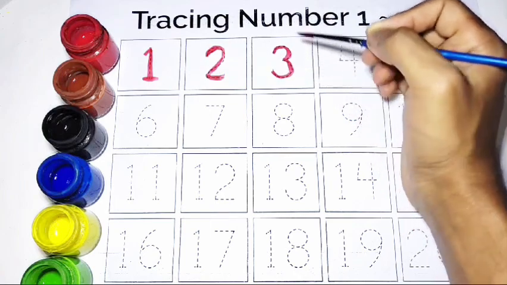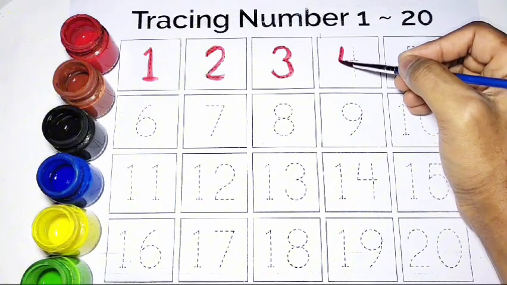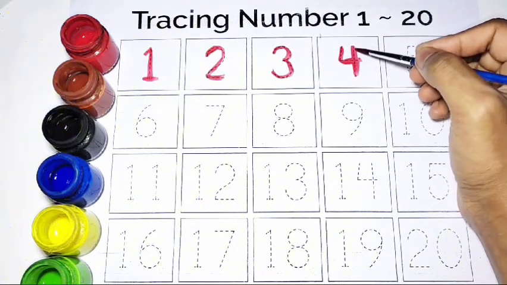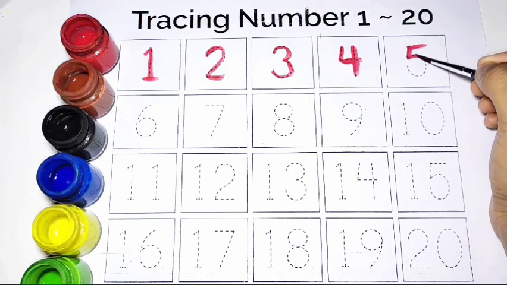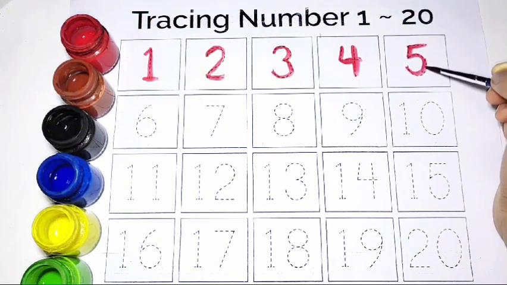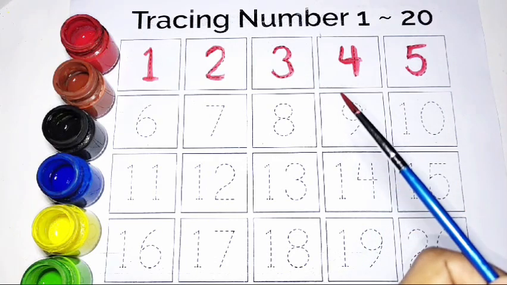And now we draw 3. The number 3. The next one is 4, F-O-U-R, 4. Now we draw 5. F-I-V-E, 5. The next one is 6.